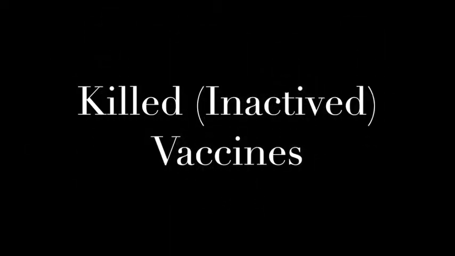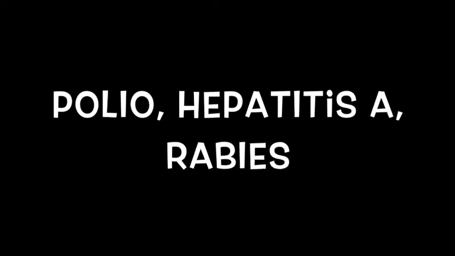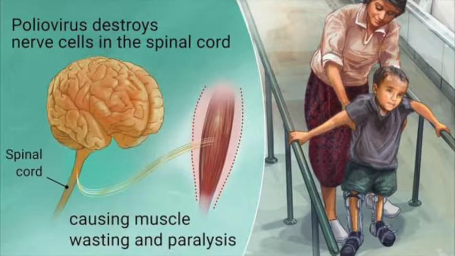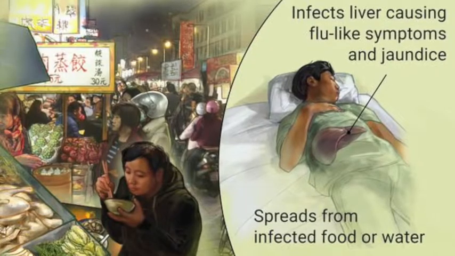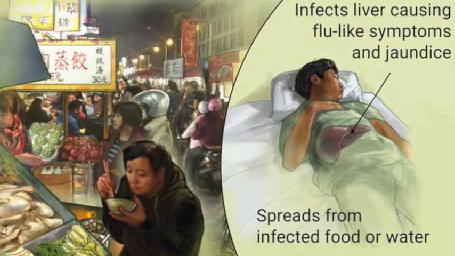Killed inactivated vaccines. Killed vaccines are usually created through inactivating and preserving a pathogen, such as polio, hepatitis A, and rabies. Polio is a virus that causes paralysis, however, is easily prevented by the vaccine. Hepatitis A is a highly contagious virus that affects the liver.